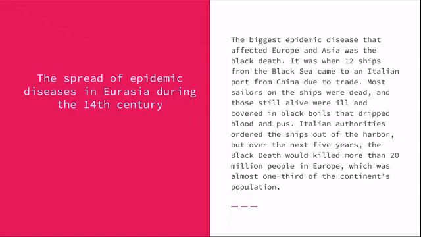The spread of epidemic diseases in Eurasia during the 14th century. The biggest epidemic disease that affected Europe and Asia was the Black Death. It was when 12 ships from the Black Sea came to an Italian port from China due to trade. Most sailors on the ships were dead, and those still alive were ill and covered in black boils that dripped blood and pus.